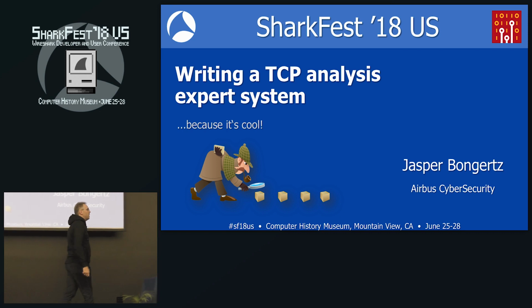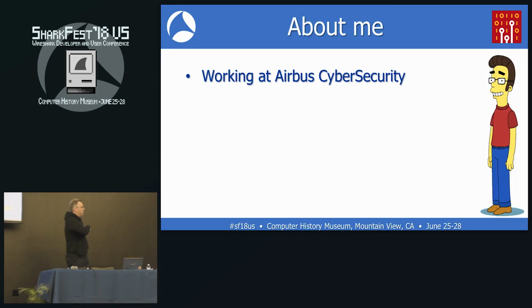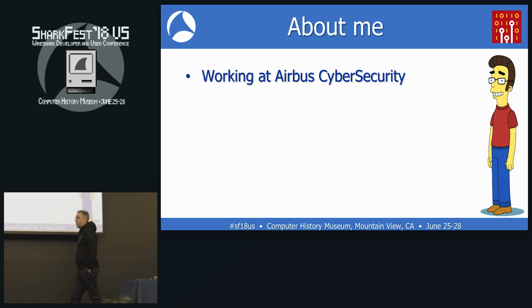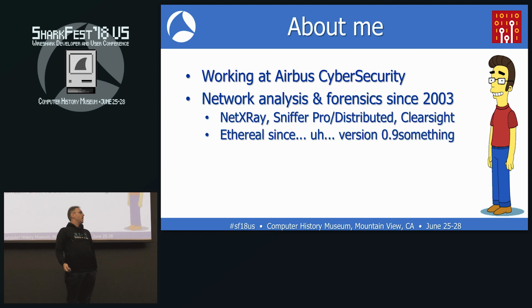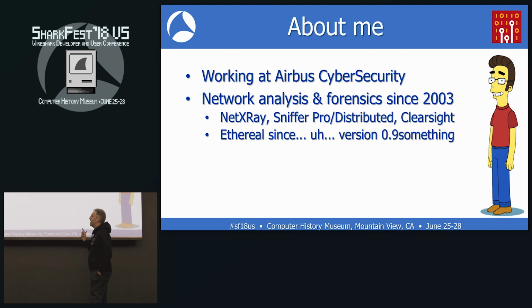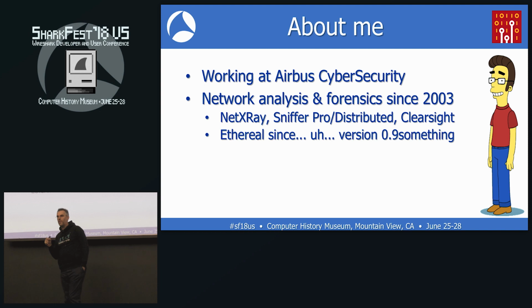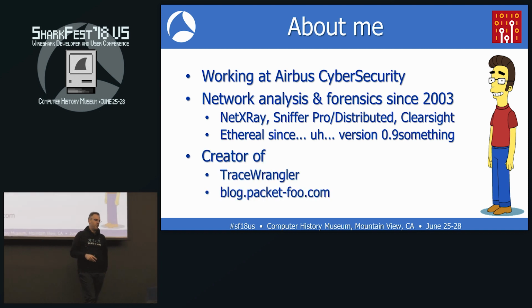Good. So my name is, and this thing doesn't work, Jasper Bongertz. I'm still working for Airbus Cybersecurity. I've done network analysis for quite some time. Started with Network General's Sniffer Pro. Actually, the Sniffer Pro thing is interesting because in Sniffer Pro, if anybody worked with it, the time columns were on the right. Which means that my time columns in my Wireshark profile are on the right. And that's the right side, right? Because handshakes are on the left, and that's the wrong side. Just kidding. Everybody does it as they want to.